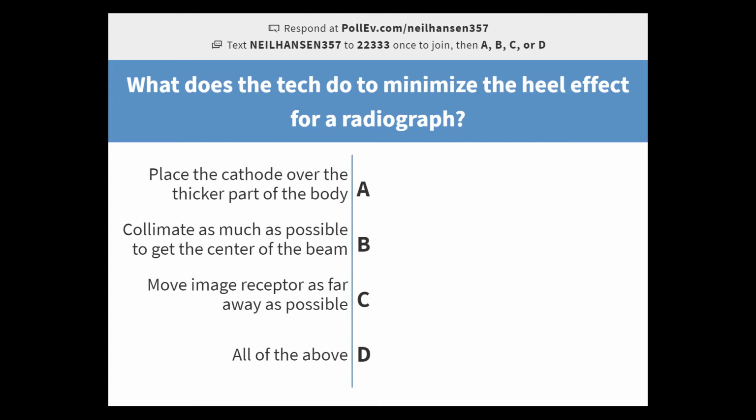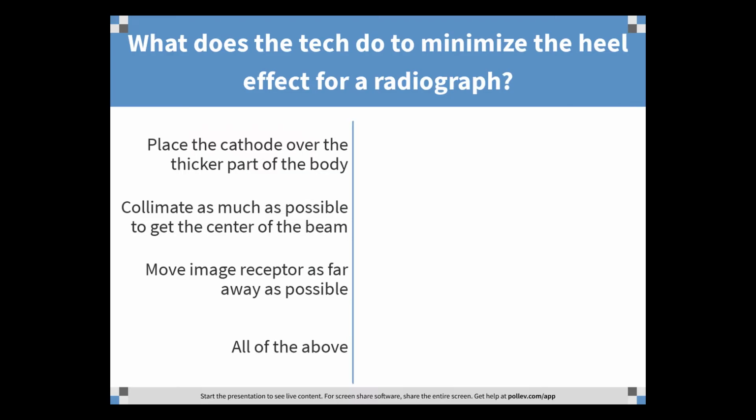All right, next question. What does the tech do to minimize the heel effect for a radiograph? Pause now if you need more time. Correct answer is all of the above.